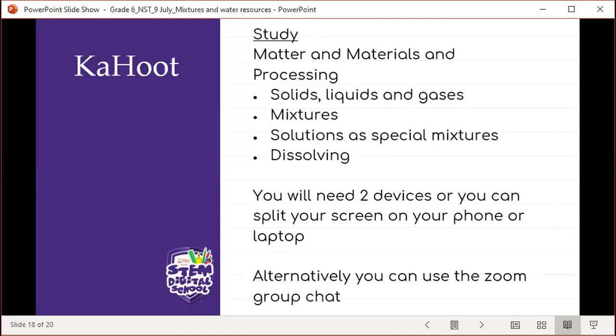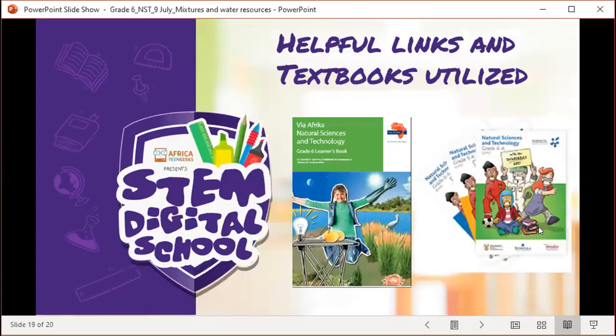It will be testing your knowledge, and I will need you to study matter and materials processing, study solids, liquids, and gases, mixtures, solutions as special mixtures, as well as dissolving. So that is what our Kahoot will be about. It will just be testing your knowledge, okay? And then I will explain properly tomorrow.